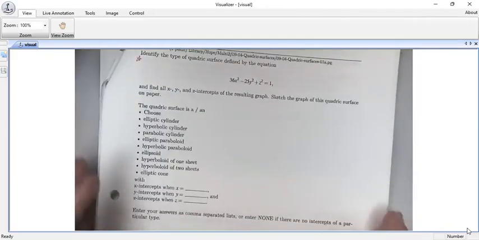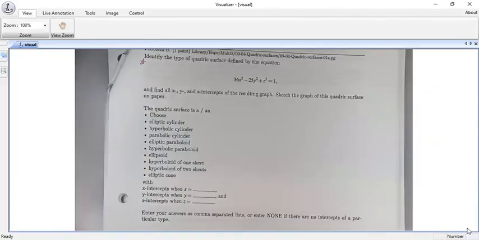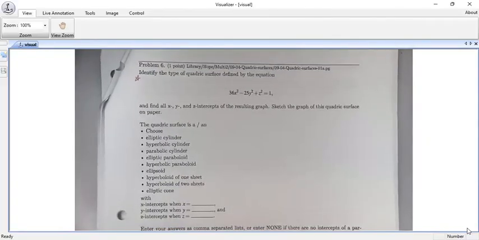So that one, and this is another one that tends to throw people off here. Okay. So this one, let me slide it up. You guys can see this. This is problem number 6 on that particular homework set. All right. And that is, identify the type of quadratic surface defined by this equation.